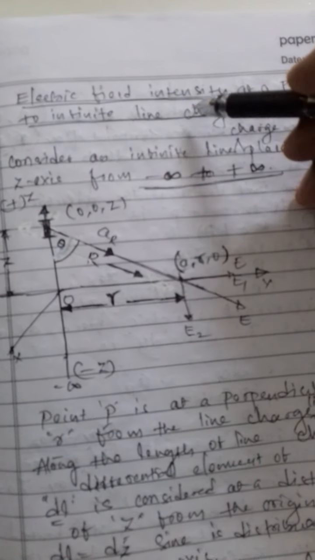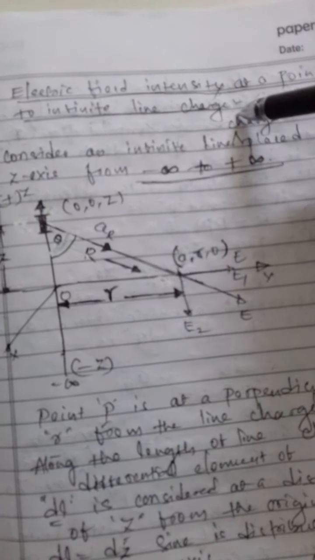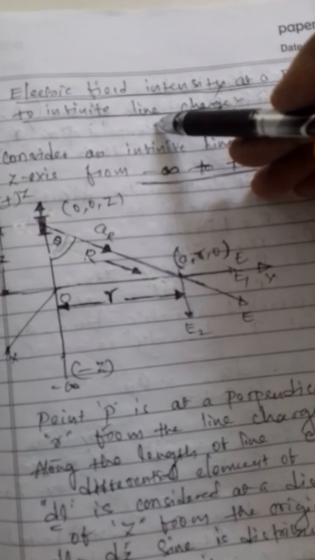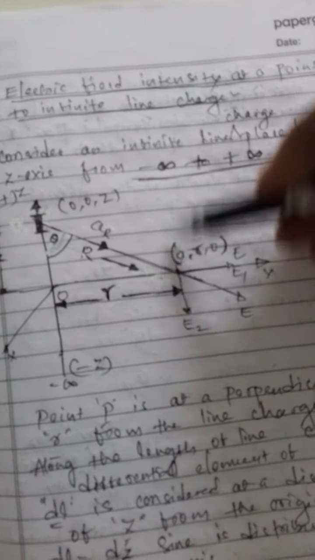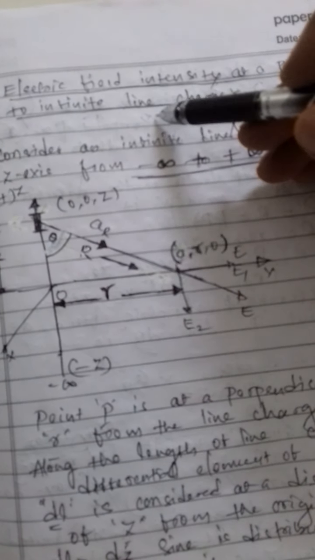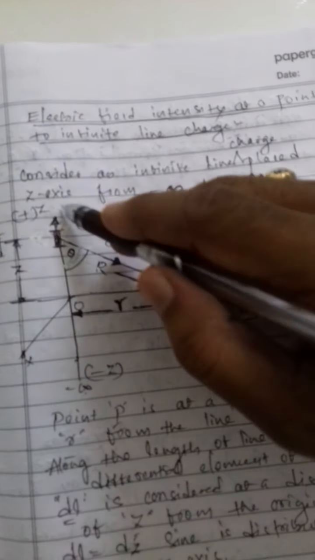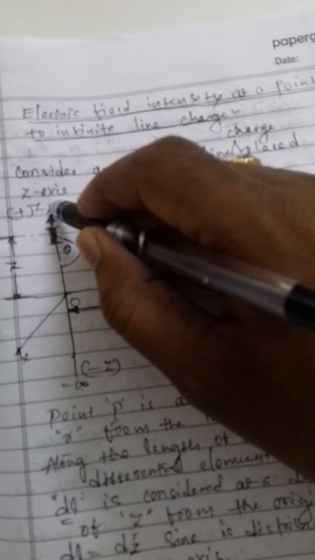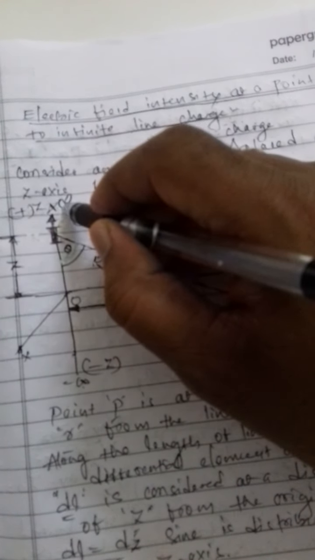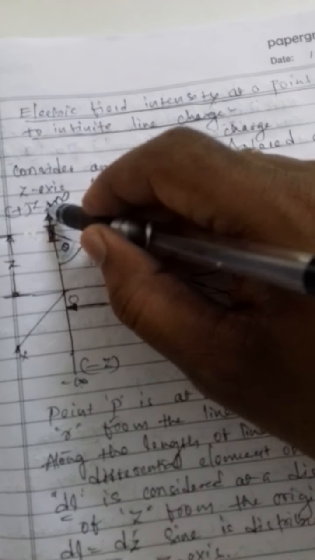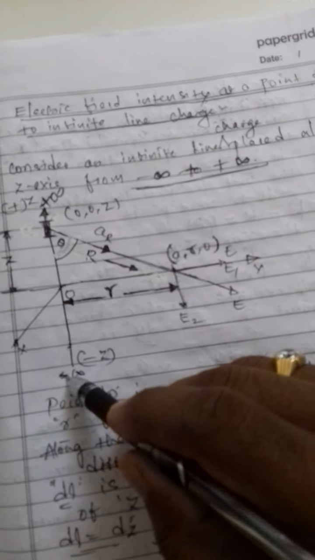Here we shall discuss the electric field intensity at a point due to an infinite line charge. That is, charges are distributed along a line, and that line is of infinite length, extending from minus infinity to plus infinity.